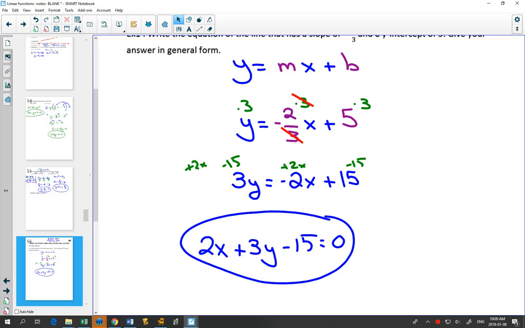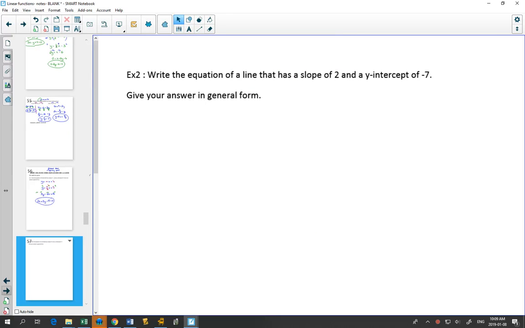So this is a specific case where you were given m and b. And if you're given m and b, it makes a lot of sense to use y equals mx plus b, because you can very quickly put in the numbers that you need. Okay? We're going to look at now the more typical case where you have, oh, not yet, one more example. We'll do example 2, and then we'll look at the more typical case where you have a point and a slope. So here, write an equation of a line that has a slope of 2 and a y-intercept of -7. I'm going to get you to do this one on your own. And write your answer in general form again.